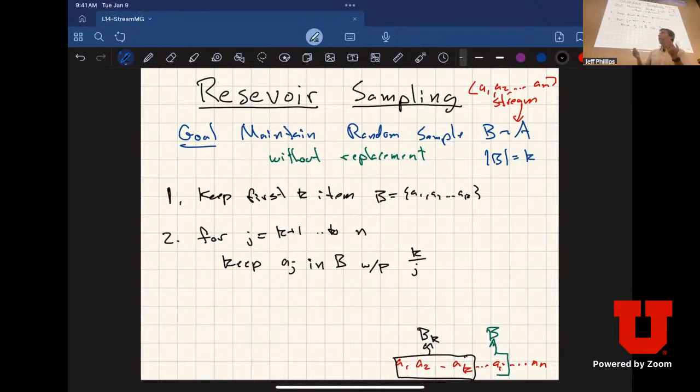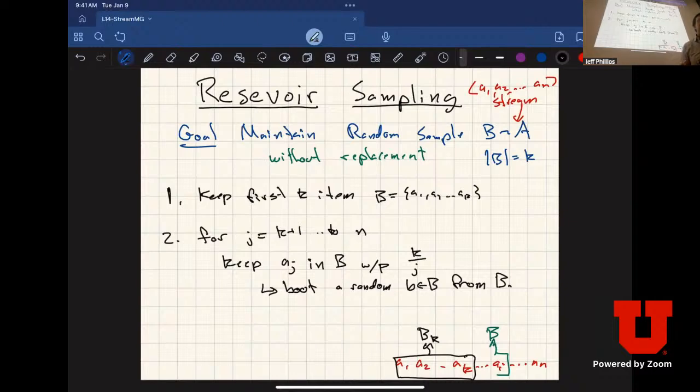And so I know if I want to keep a perfect random sample of k things, I should keep it with probability k over j. Okay, but if I kept it with probability k over j, my reservoir is full. What should I do? Well, I'm going to boot a random b in B from B.